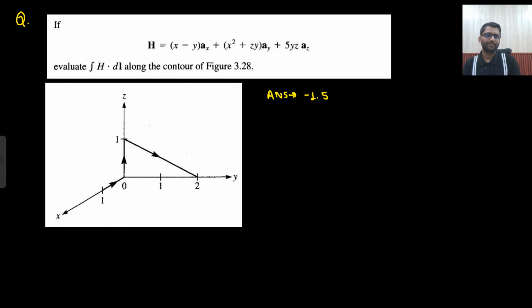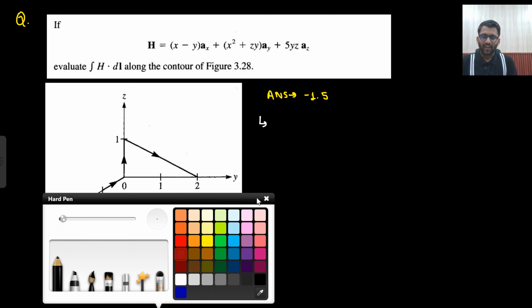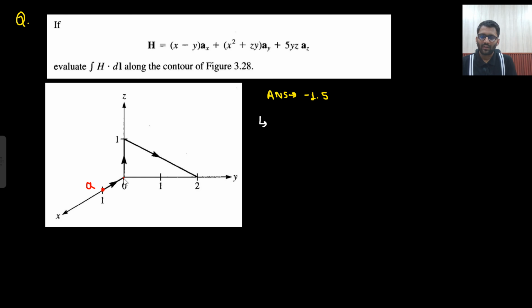Okay, let's solve this question. Try doing it on your own. So there are 3 paths. You need to go here, here and here. I will name these points. I will go from A to B, B to C and C to D. H dot dl I need to make. Can I make this sign? No, because this path is not forming a closed loop. It has to form a closed loop, then only I can do this. So this is open line integration, not closed line integration.